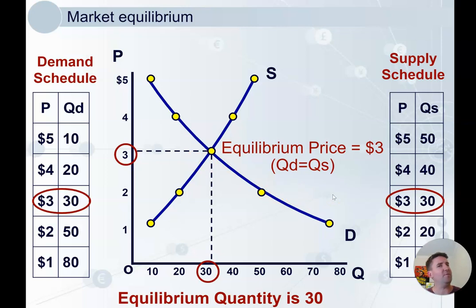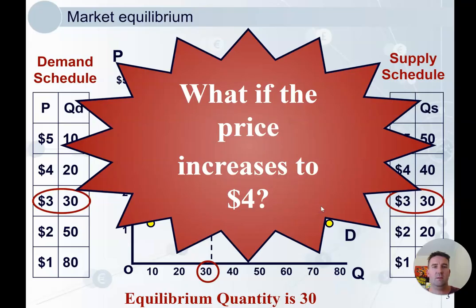Now, why does it have to be this price? What we're going to look at is what happens if the price is higher, and what happens if the price is lower. So let's have a look. What if the price increases to $4? Let's see what happens.